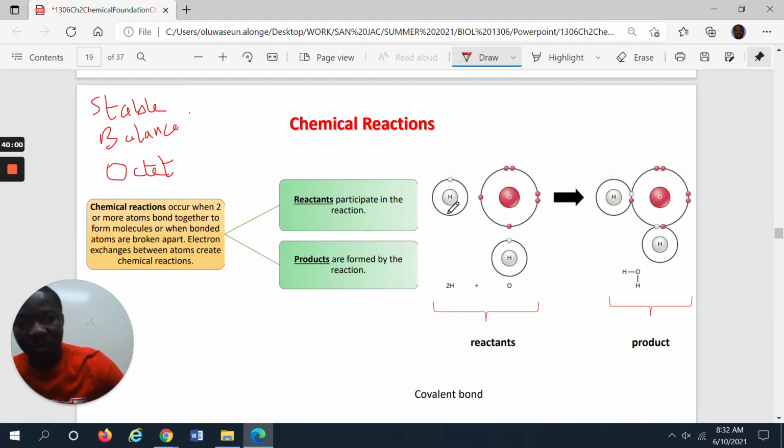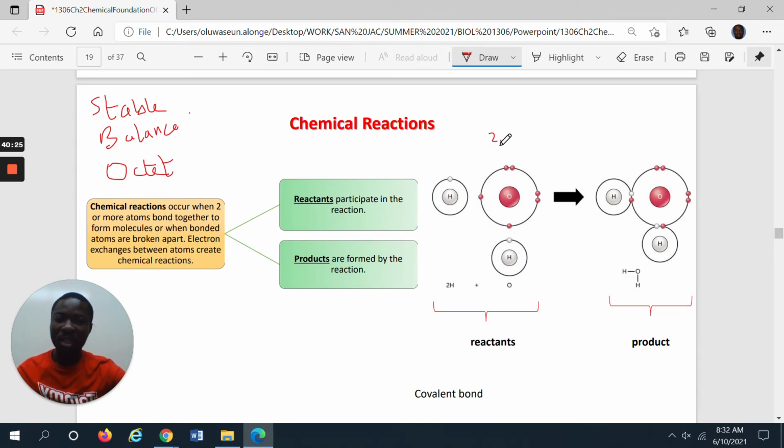Now, look at this. This is hydrogen, right? And this is hydrogen and this is oxygen. What number is oxygen on the periodic table? Hydrogen, helium, lithium, beryllium, boron, carbon, nitrogen, oxygen. So that means oxygen is number 8, right? Good. If oxygen is number 8, the first shell is going to take 2 and the second shell is going to take 6. 2 plus 6 makes 8.